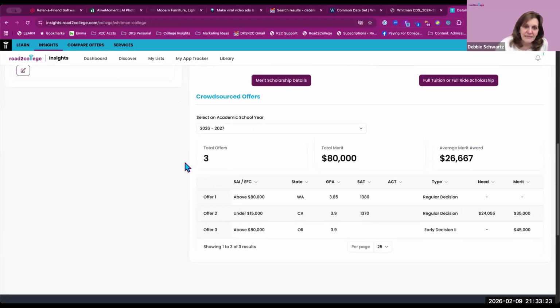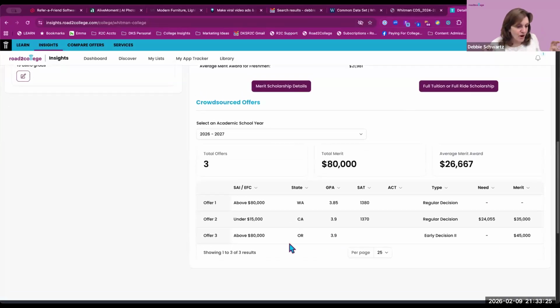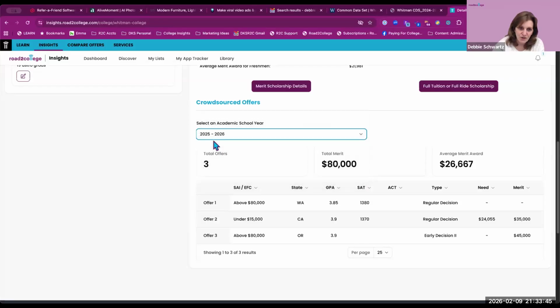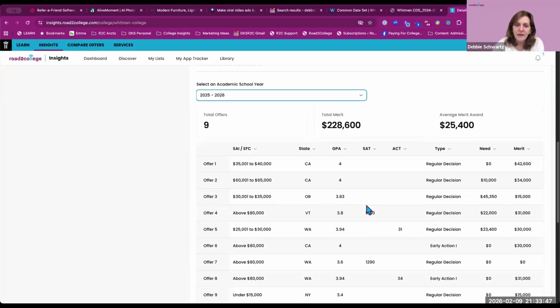This crowdsourced information is only available if you're a paying member of Insights. And quite honestly, this is pretty valuable information that I don't really know of any other sites that have. We've spent the past 5 years collecting it, or even longer. Look, we have all this past year's worth of data. You can look at last year from Whitman.